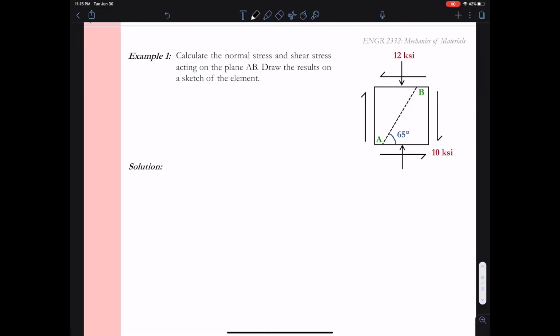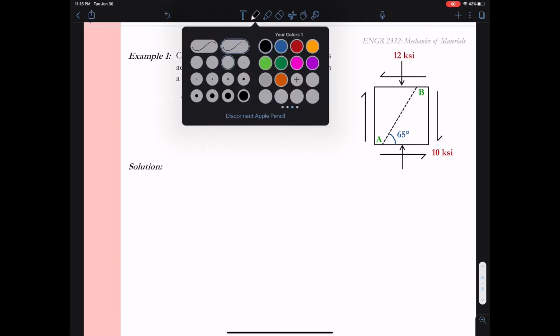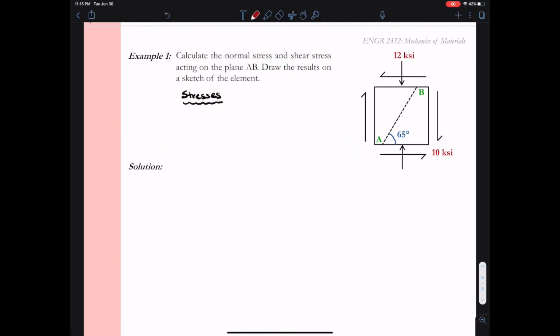In this example problem, they're asking us to calculate the normal stress and shear stress acting on the plane AB. And we see that AB is rotated from the XY orientation that we are viewing this element. So I like to begin the problem by first identifying the stresses I have on the system in my current XY coordinate.